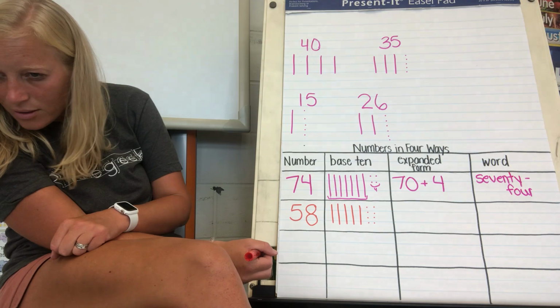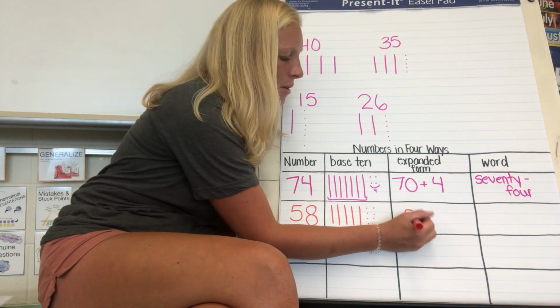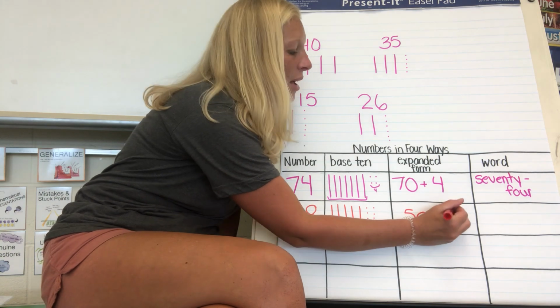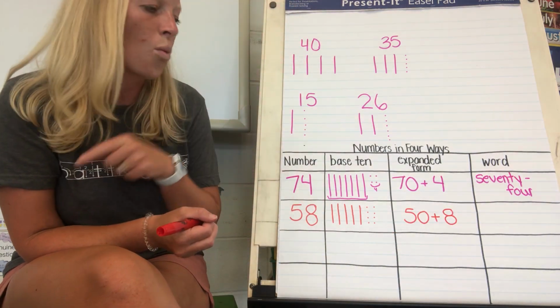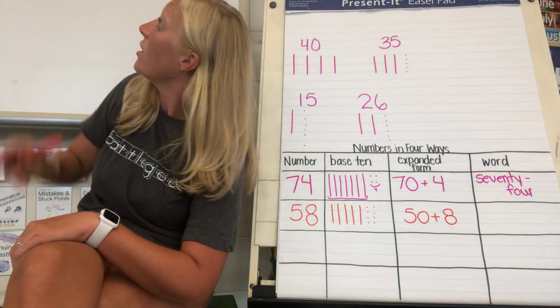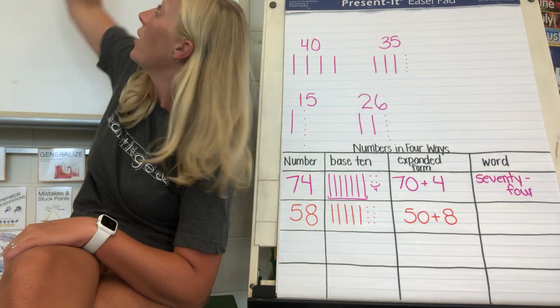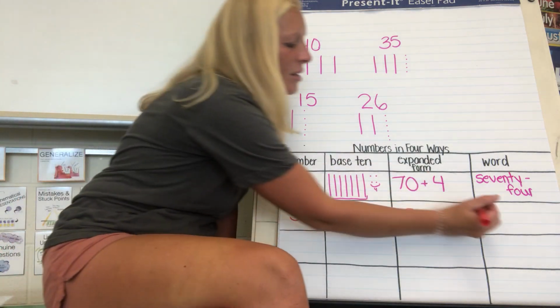What does that look like with numbers? Expand it, stretch it out. And on your notebook, if you haven't written it yet, I want you to write the word 50 and then 8. Use that chart if it needs to help you. There's your tens, 50. Very good, 58.